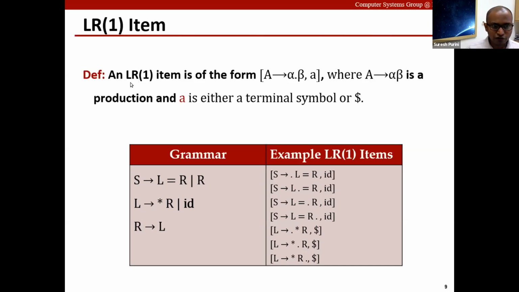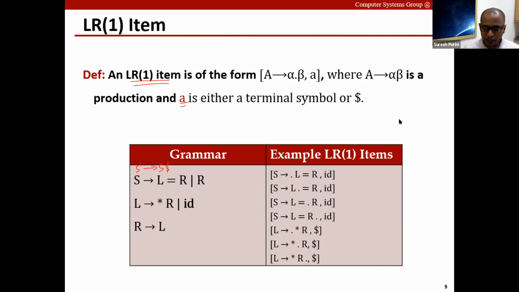So we have the definition of what is called an LR1 item. An LR1 item is of the form A goes to alpha dot beta, followed by a terminal symbol a, where A goes to alpha beta is a substitution rule, and a is a terminal symbol or a dollar. So dollar is also a terminal symbol. While working with LR1 parsers, we implicitly work with an augmented grammar. That is, this is the base grammar and we augment this grammar with the substitution rule S prime goes to S dollar, where dollar is the end-of-file symbol.